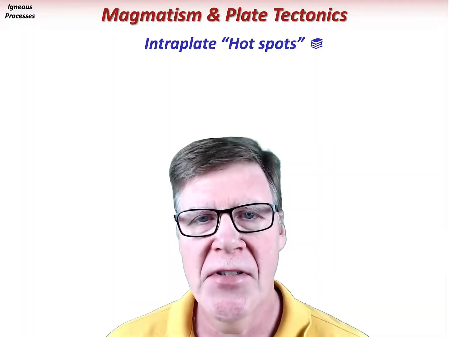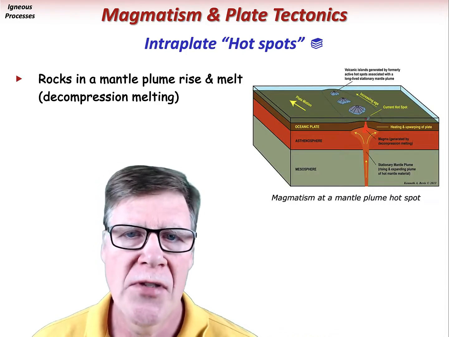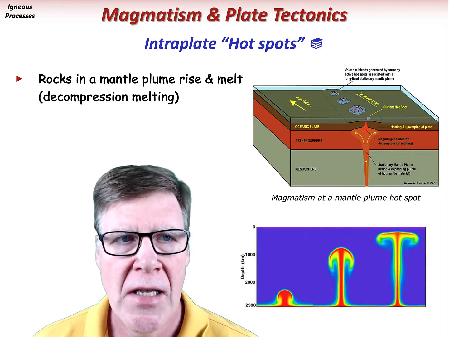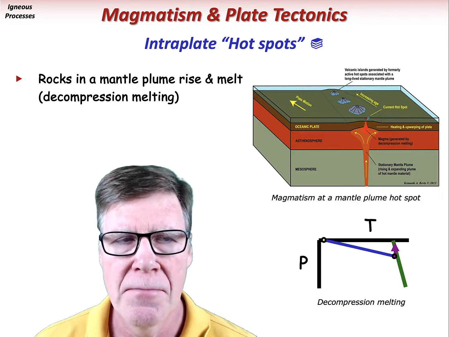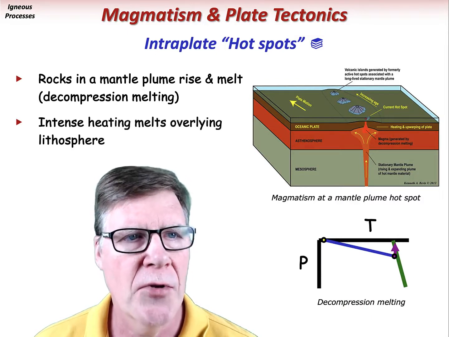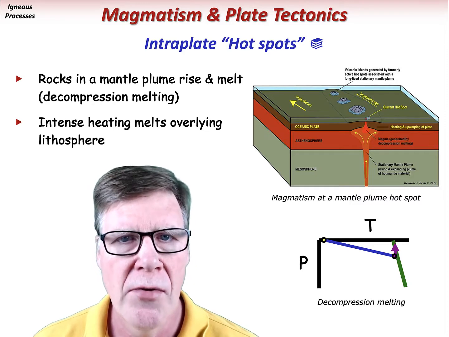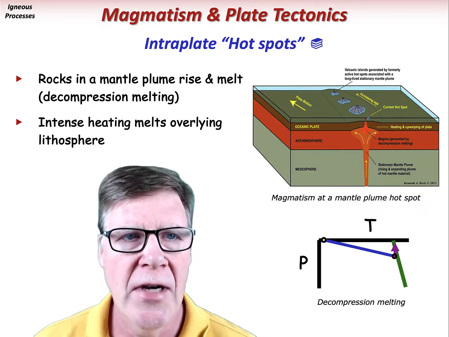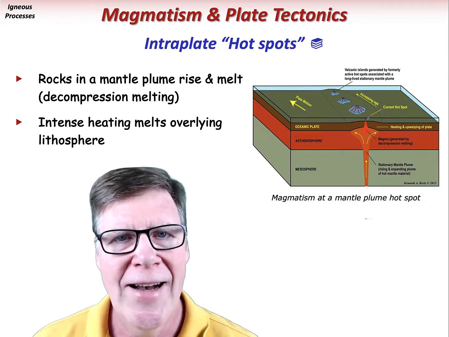Intraplate hotspot magmatism occurs where hot mantle rock rises within what is called a mantle plume. As the pressure decreases, the top of the plume expands and decompression melting occurs. The resulting magmas produce intense heat that can melt the overlying lithosphere, whether it's oceanic or continental. The location of any related volcanism above the mantle plume is called a hotspot.